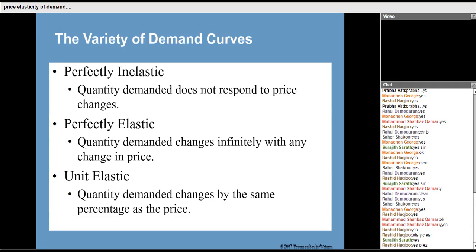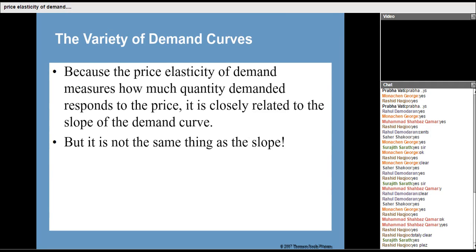Let's see some examples so that it is very clear to us. Because the price elasticity of demand measures how much quantity demanded responds to the price, it is closely related to the slope of the demand curve, as we have already discussed, right? But it is not the same thing as the slope. Then what happened in that case?